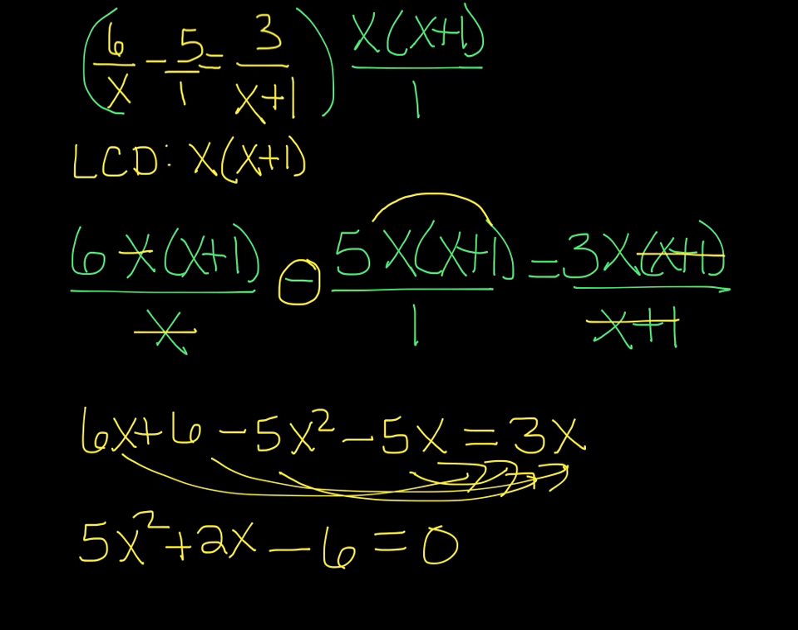And when we're solving quadratics, remember, you can factor, or you can use the quadratic formula, or you can use completing the square. This one is not going to factor. If you try it, AC is negative 30, B is 2. There are not any factors of negative 30 that will add up to get positive 2. So we're going to have to use the quadratic formula.